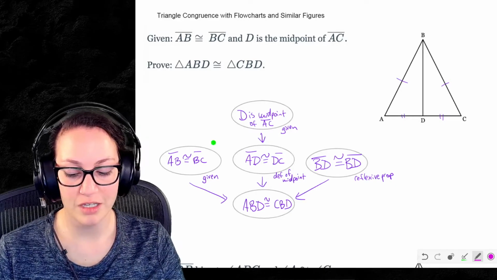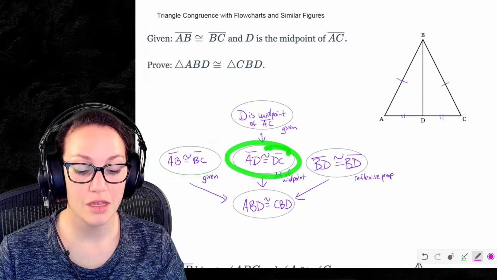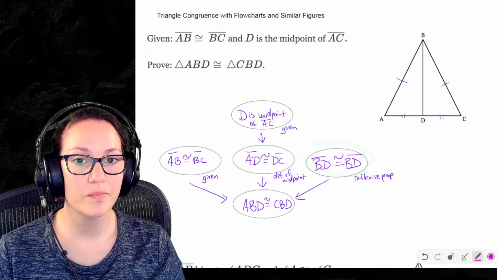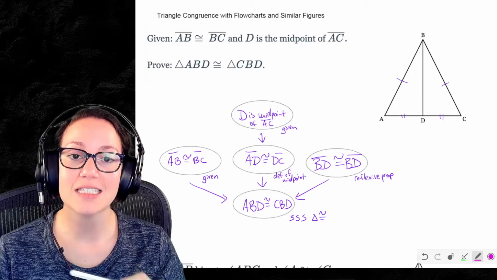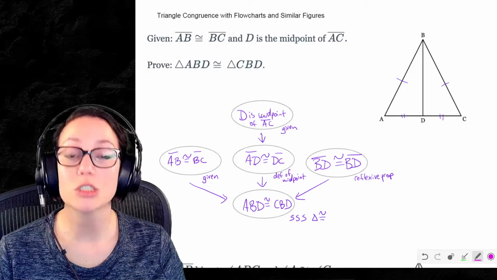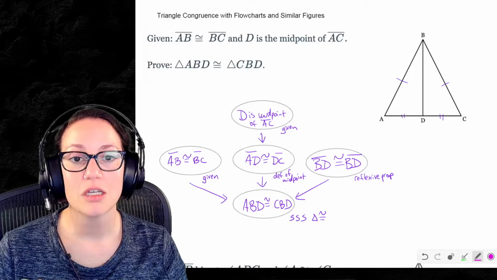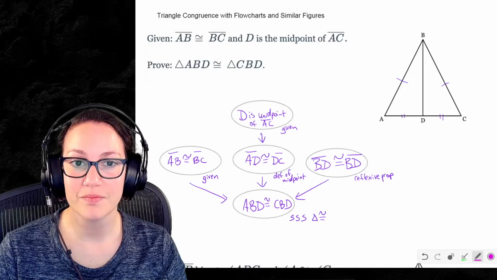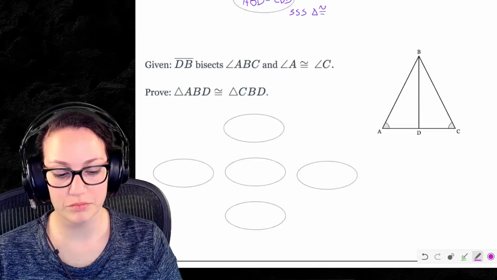Take a minute, see if you can remember the triangle congruence theorem based on the things we have. So we have this side, and this side. That's a clue. And in fact, it is side, side, side, triangle congruence. So since all three sides of both of these triangles are congruent, then we have congruent triangles. Okay, let's keep going.